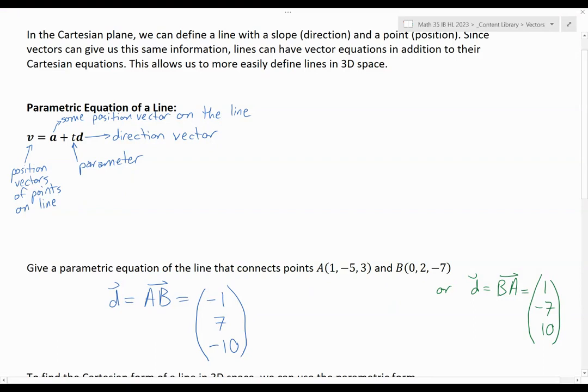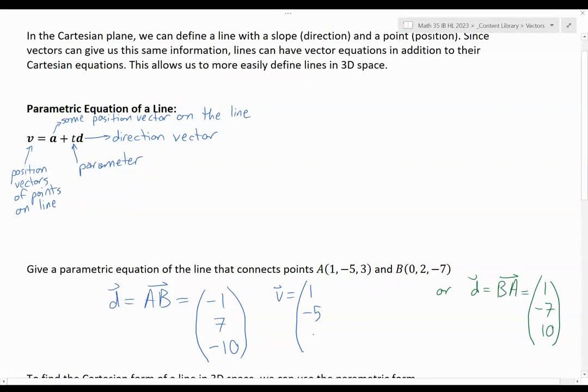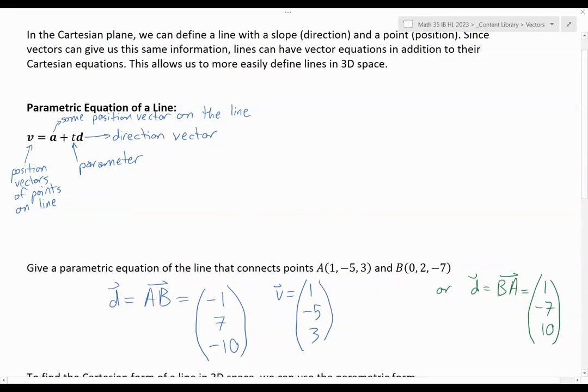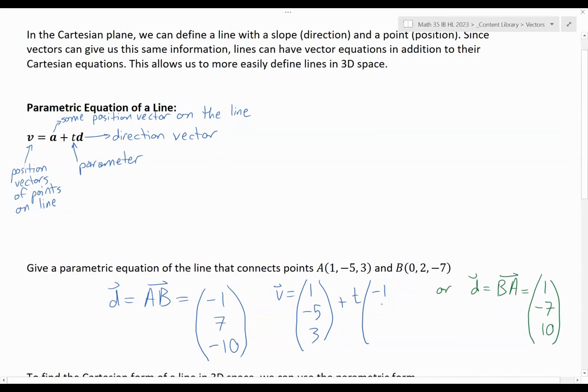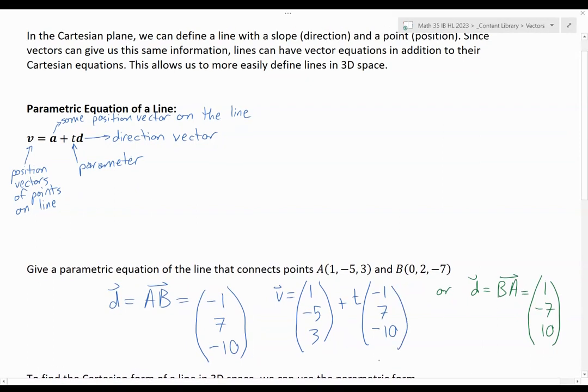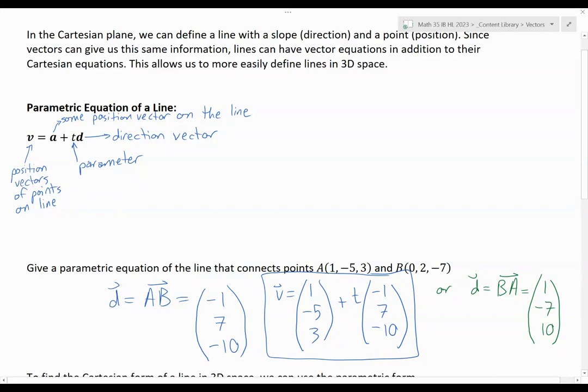And then for the actual line, I can use either A or B's position vector to be my A in this equation. So for example, v, with the position vector of A being 1, -5, 3. Again, I could just as easily be using 0, 2, -7, it does not matter, plus some parameter times either one of these two direction vectors. It does not matter which one. This is a parametric equation of that line, but there are multiple options for this.